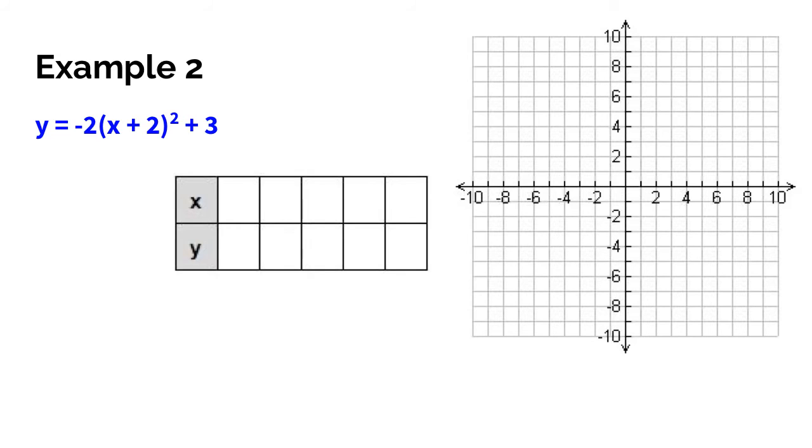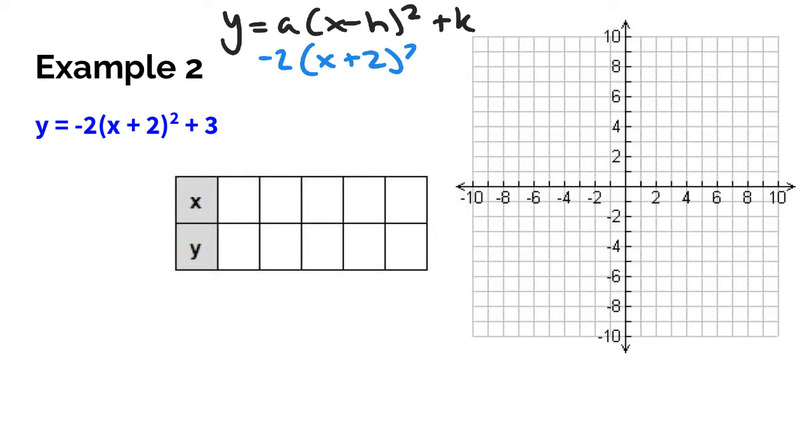So now comparing this to the whole vertex form of x minus h squared plus k, we now have the function of negative 2 times x plus 2 squared plus 3. So you notice you have the a, the h, and the k. We're going to do this the same way. We're going to identify our vertex.